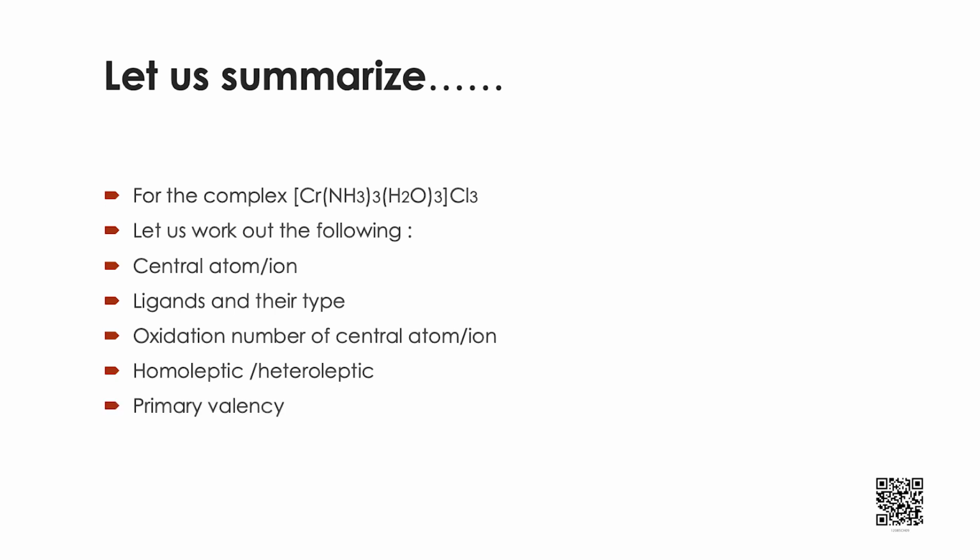What could be the primary valency here? It is 3. How about the secondary valency? Yes, it is 6. Let us also find out the coordination number. You remember, coordination number is equal to the secondary valency. Henceforth, it is 6 here. There is a lot more to learn about coordination compounds, which we shall take up in our next module.